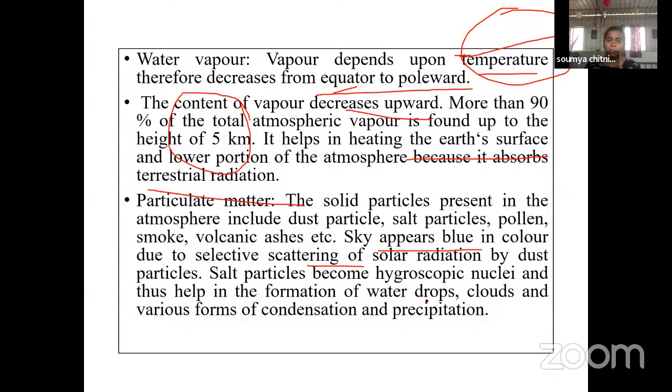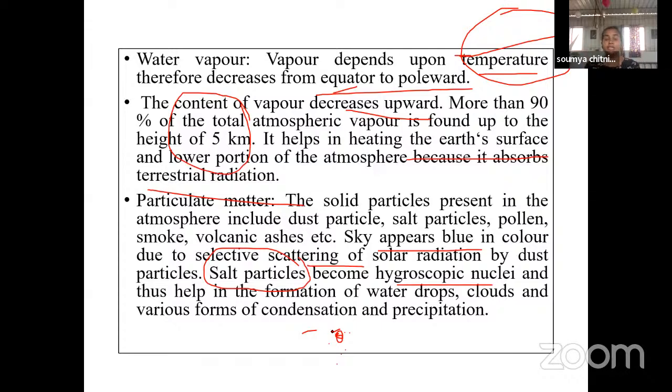And the salt particles become hygroscopic nuclei and thus help in the formation of water droplets and then clouds, and finally they condense and precipitate. So these salt particles become the hygroscopic nuclei. What is a hygroscopic nucleus? A salt particle present in the atmosphere attracts water molecules towards it. Hygroscopic means it can absorb water or hold water, right? So it will absorb the water vapor and become bigger, it becomes a droplet, and finally a cloud, and finally it precipitates, right? So that's how the salt particles help.